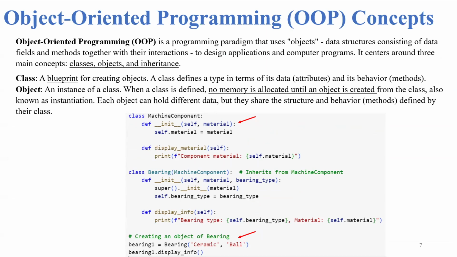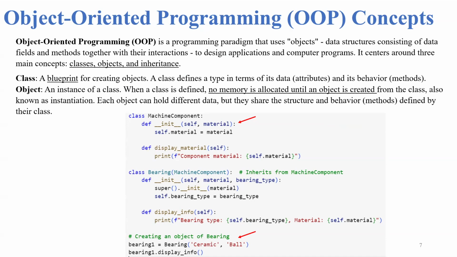Objects, an instance of a class. When a class is defined, no memory is allocated until an object is created. That's very powerful because it helps you use it as a container of the entire module that you are working with. Each object can hold different data, but they share structure and behavior defined by their class.